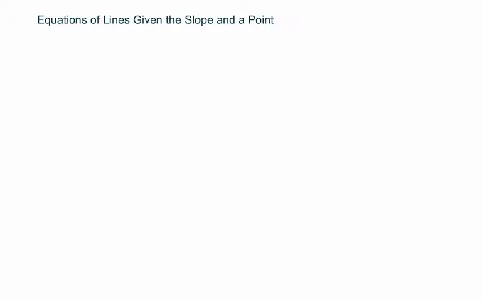In the last lesson, we talked about how you can write the equation of a line given the slope and the y-intercept. It was simply a matter of plugging in the number that you have for the slope in for the m and the number that you have for the y-intercept in for the b, and then you would have the equation of the line. In this lesson, we're going to talk about what you can do to write the equation of a line given the slope and some point that is not the y-intercept.